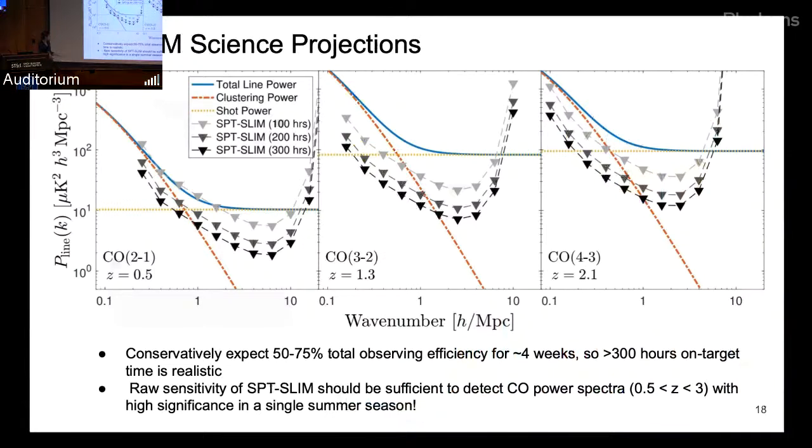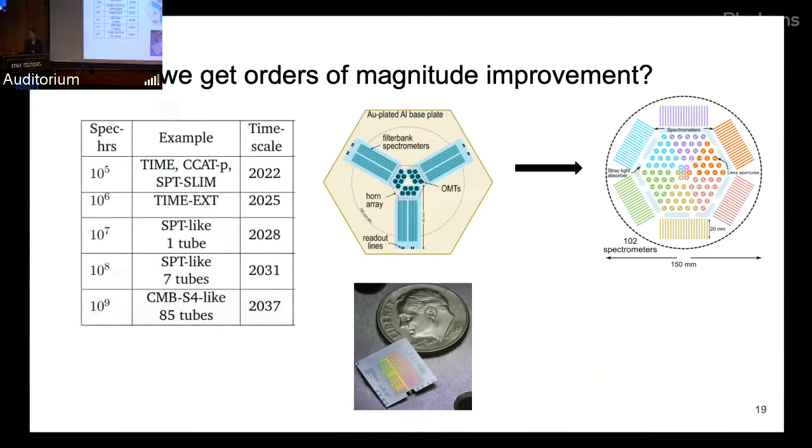And the raw sensitivity of SPT-SLIM should be very sufficient to detect the CO power spectra at redshift of 0.5 to 3 with really high significance in a single summer season. So how do we get the orders of magnitude improvement we need to get to cosmology? The answer is more detectors, right? So we'll go from a tiny packed array in the center to a bunch of horns with all the spectrometers around the edges. We'll go from an R of 300 spectrometer to about an R of 1,000 spectrometer, which seems technologically feasible to us. And we'll increase our readout multiplexing factor, which also seems reasonable given the modest increases you'd need.